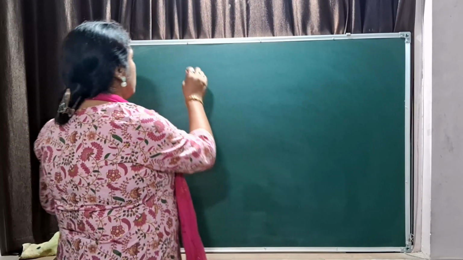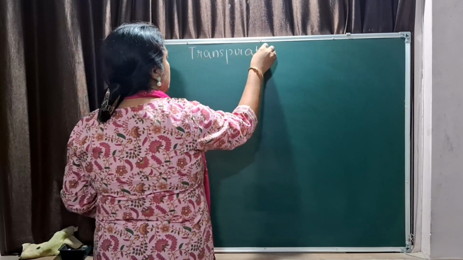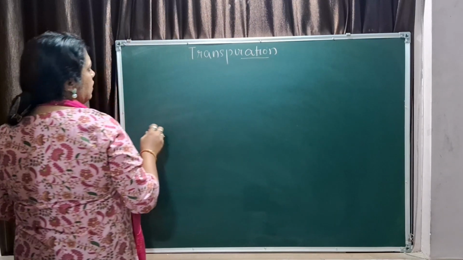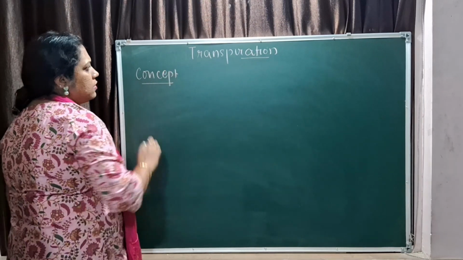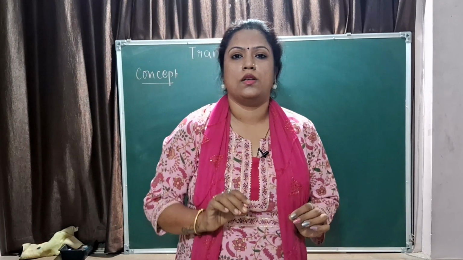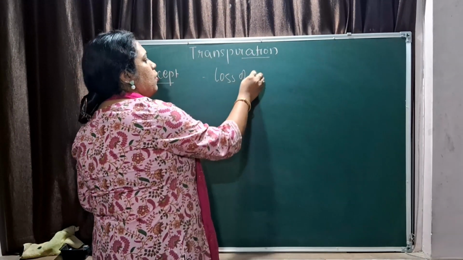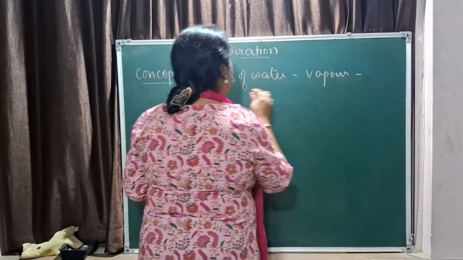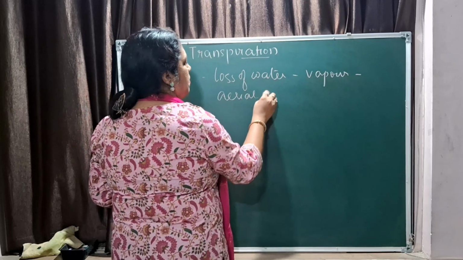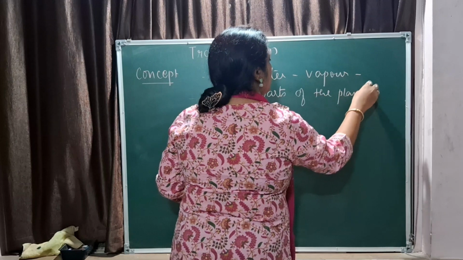Now the next topic is transpiration. Transpiration, the concept, the definition is very important. Transpiration is chapter 5. First the concept of transpiration. What is transpiration? Transpiration is the loss of water in the form of vapors from the aerial parts of the plant. Aerial parts of the plant. These are all keywords for the definition.